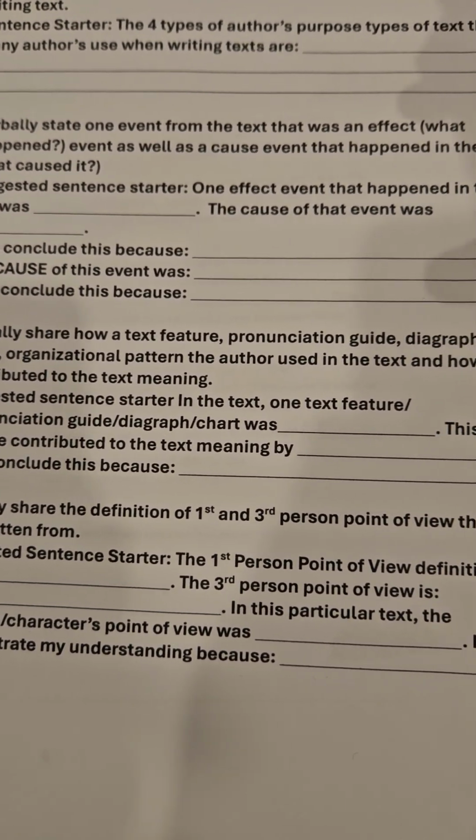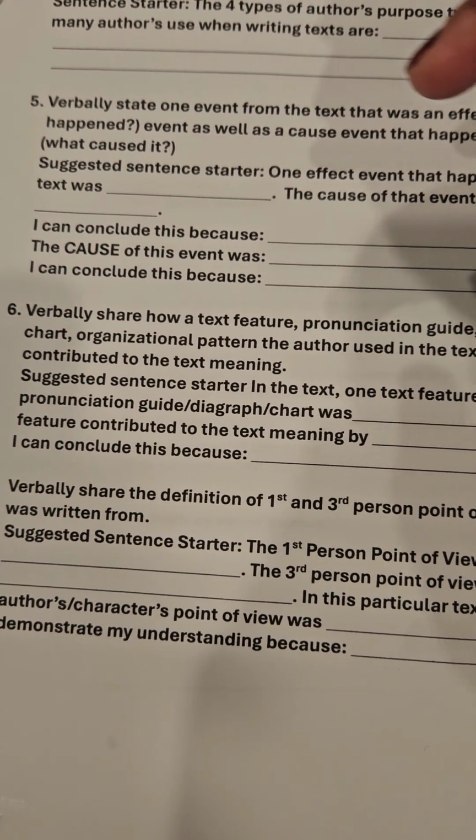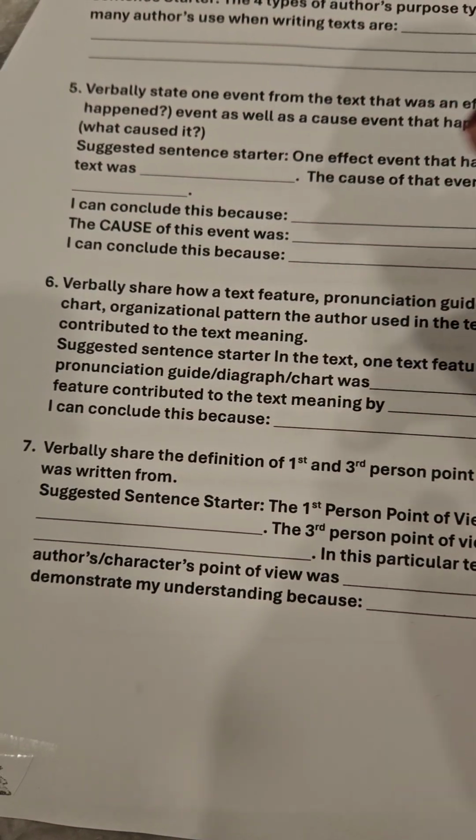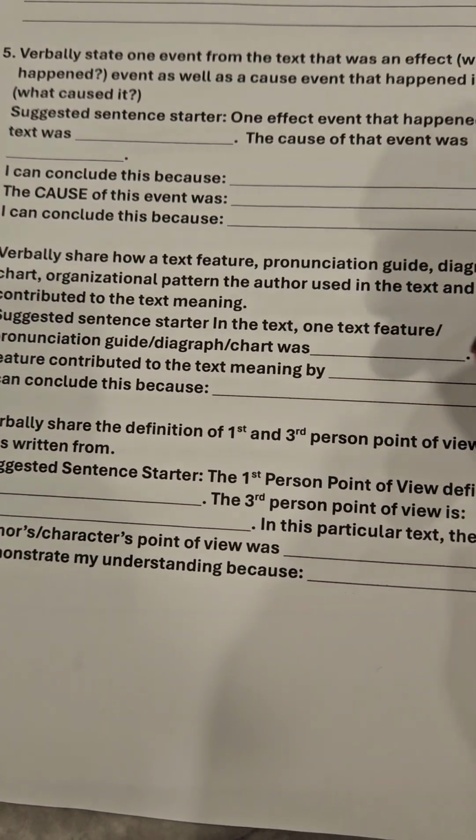"Verbally state one event from the text that was an effect event. I can conclude this because the cause of the event was..." "Verbally share how a text feature, pronunciation guide, diagram..." "Verbally share the definition of first and third person point of view." I put together very prominent and very specific research-based nonfiction items that I feel, as I've studied, most students will need to know and master by the end of the year, 3rd through 5th grade, for the STAR test or whatever test you're taking: first and third person point of view, text features, nonfiction, central idea, all those nonfiction verbal objectives.